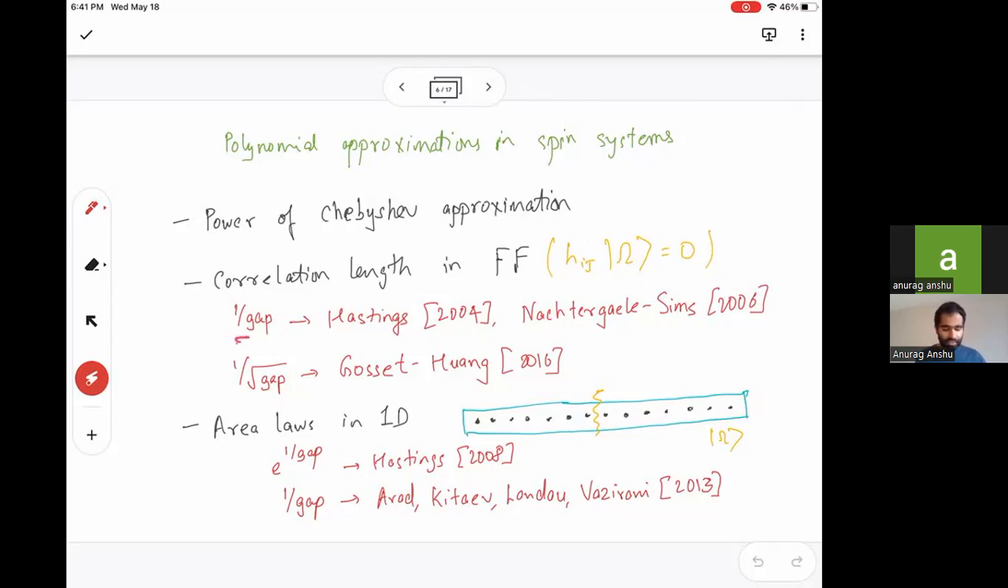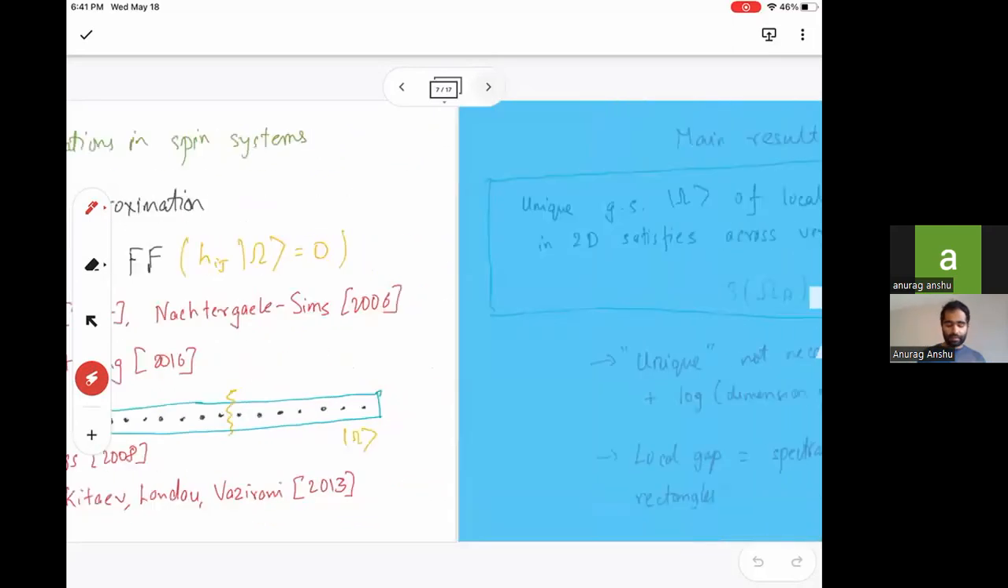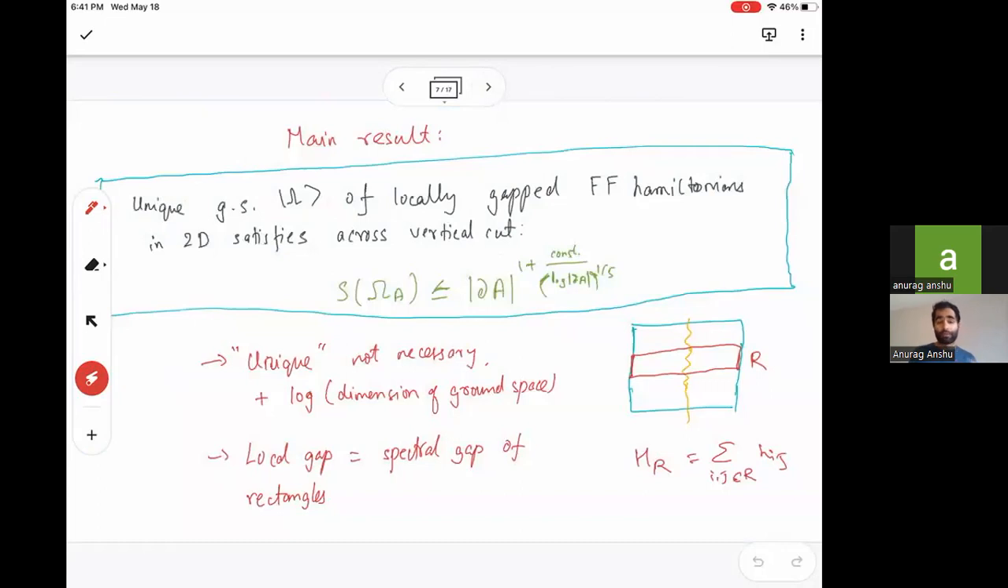So for general systems, the correlation length scales as 1 over the gap, as shown by these authors long back. But Gosset and Huang, using the Chebyshev approximation and the improvements that come along, showed that the correlation length actually scales in this following manner, which is tight. Similarly, the area law in 1D has benefited a lot from this point of view, and the original result of Hastings was exponentially improved by these authors using again Chebyshev approximation. So this result is again along a similar line, showing the power of polynomial approximations. Here we'll go beyond Chebyshev approximation, as I'll describe in the coming slides.